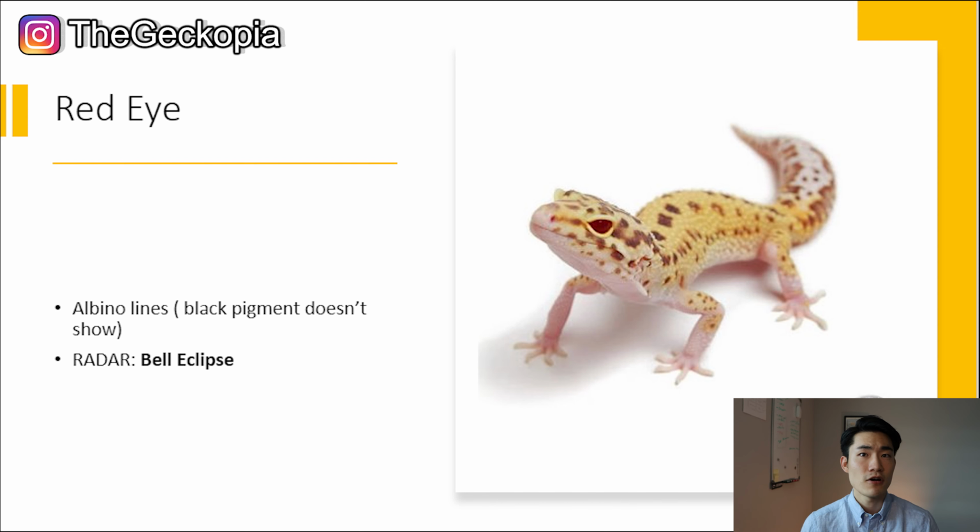And Eclipse itself is recessive, so it doesn't happen right away when you put non-Eclipse with Eclipse. It will be het Eclipse. But if you have a full Eclipse, or het Eclipse with het Eclipse, you will have this visual Eclipse that will pop up on your hatchlings. Red eye is one of the best examples that I can find for Eclipse, and the example photo I got for you here is the Bell Eclipse, which is in other words called Radar.